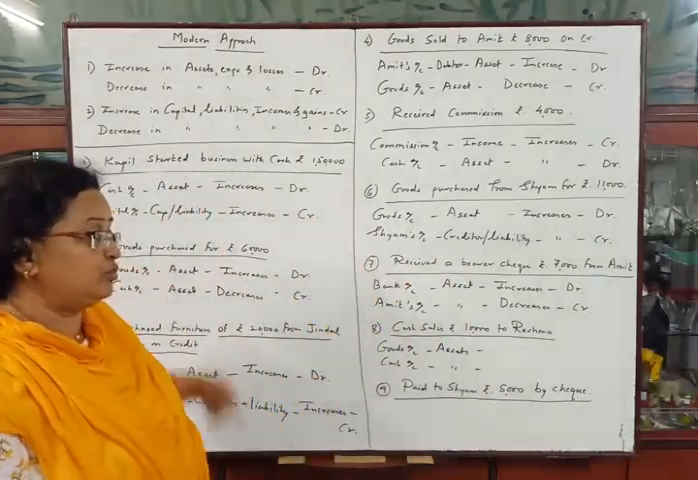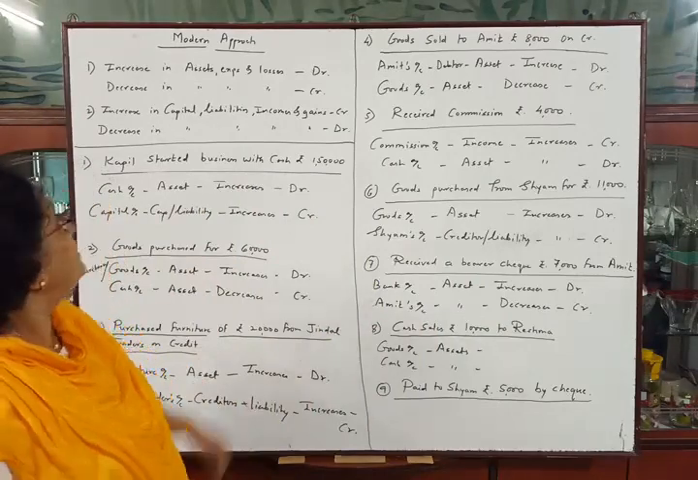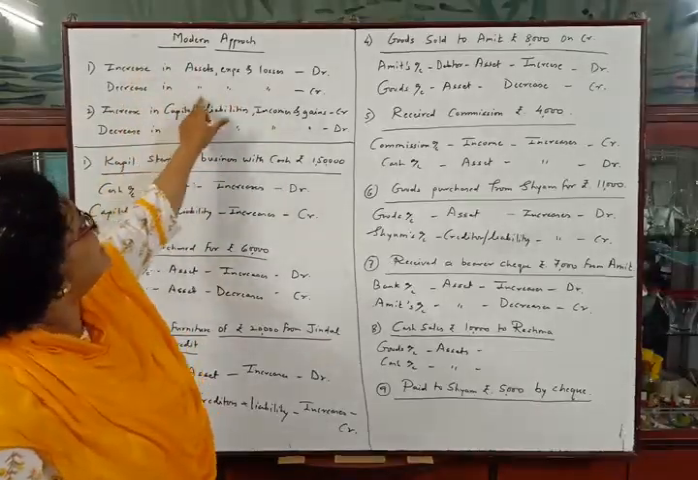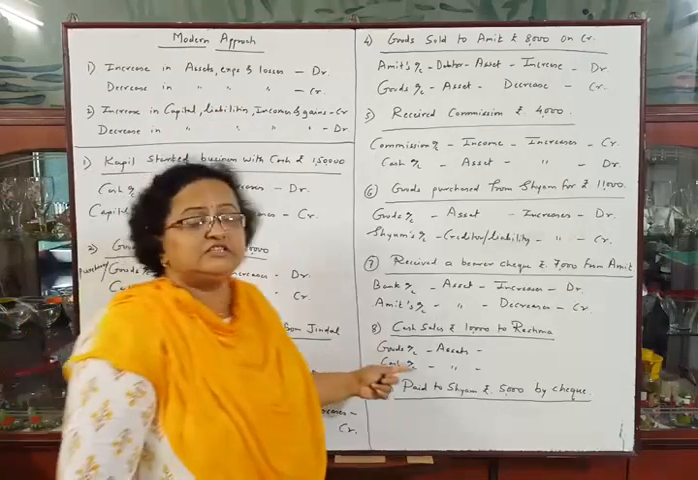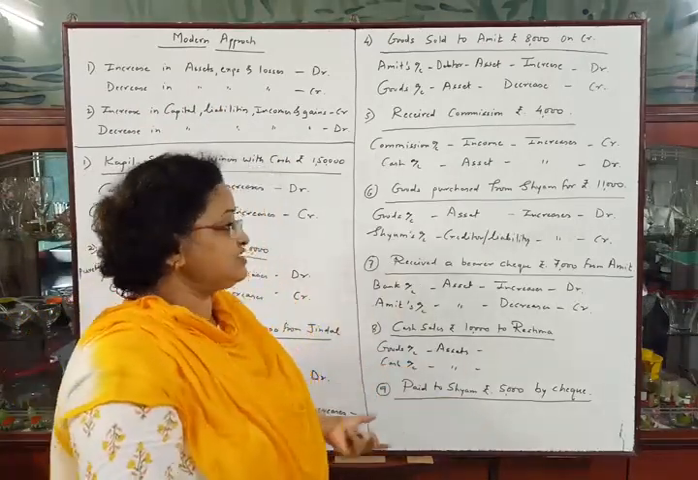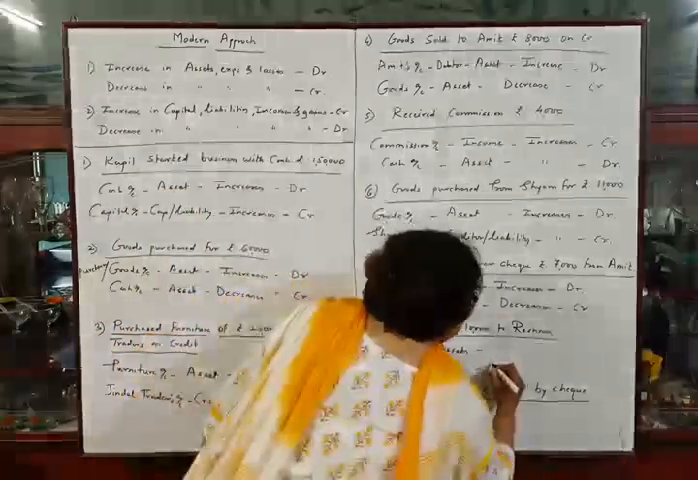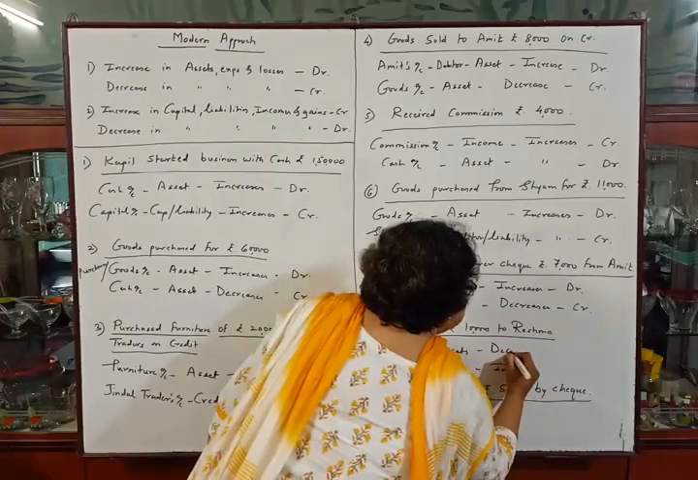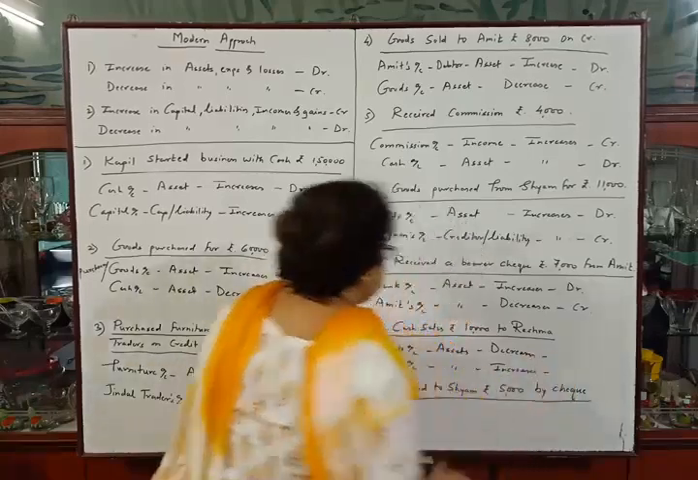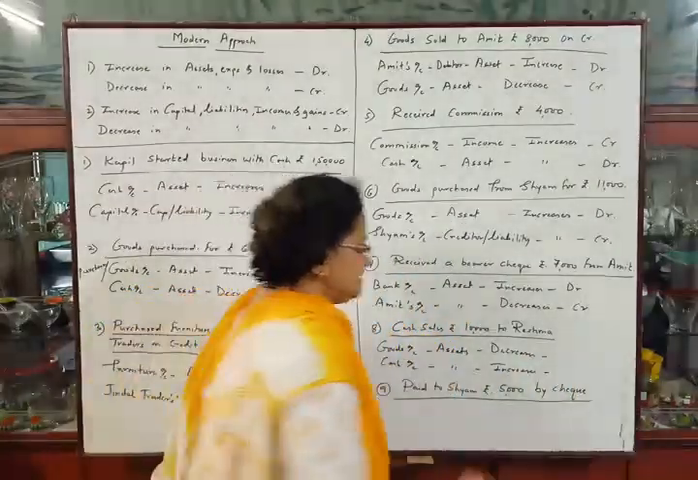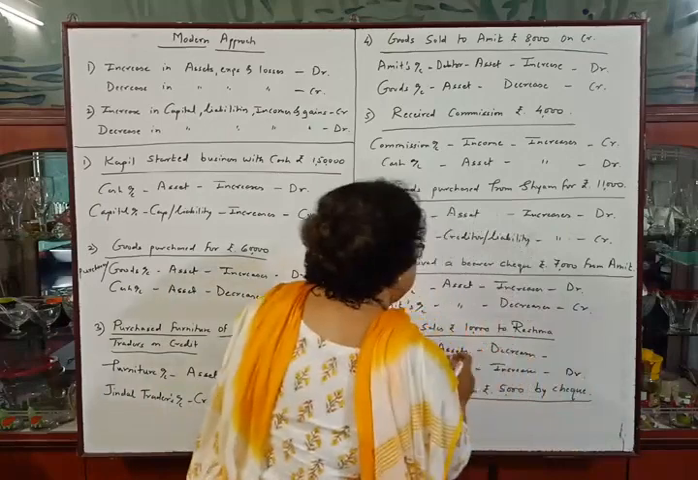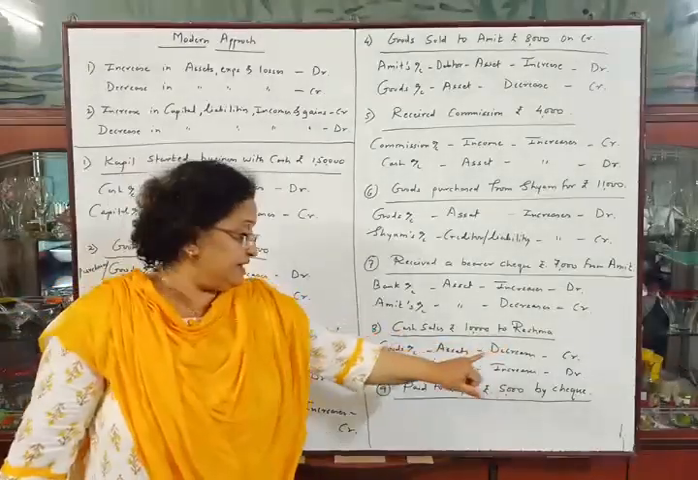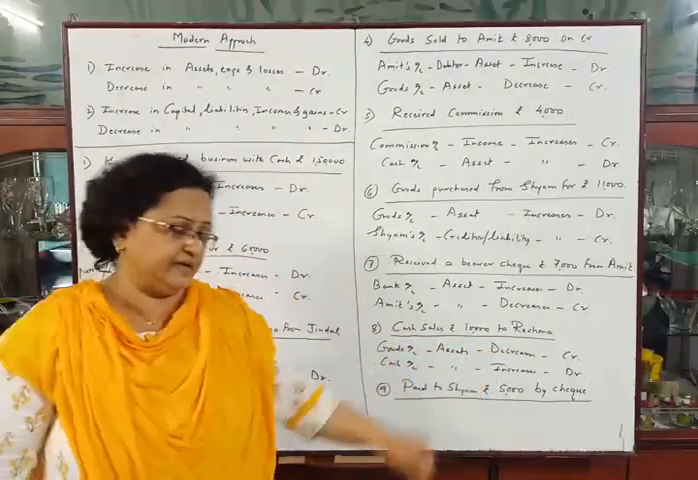Now we have to decide debit and credit. First rule we have to use: increase in asset debit, decrease in asset credit. We are selling goods to Reshma, so our cash increases. Cash increases. And goods are going out, so goods decreases. Increase in asset debit and decrease in asset credit. So in this transaction, goods account will be credited and cash account will be debited.